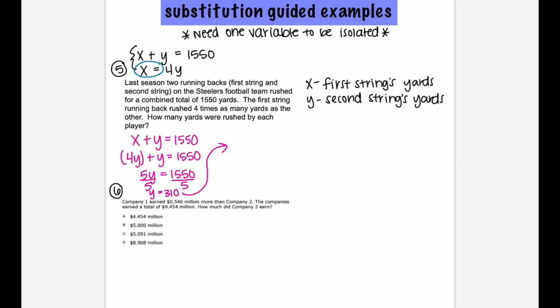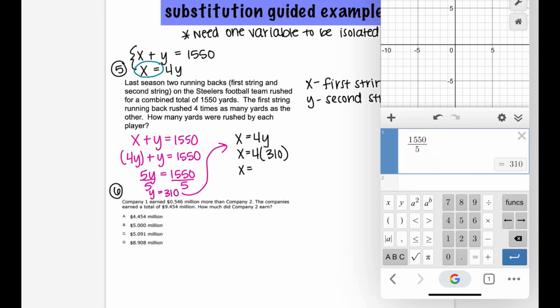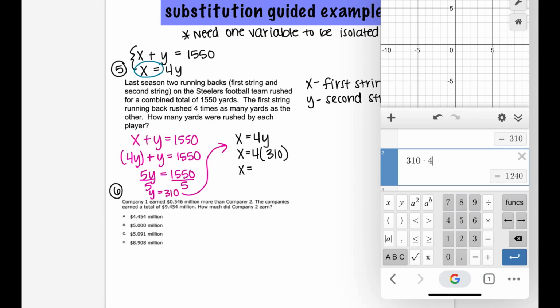All right, well now, if I know Y is 310, I want to know X. So I can take 310 and plug it in for Y in either one of the first two equations. I'm going to plug it into the second one because it says X equals, and now I want to know X. So if X is 4 times Y, and now I know that Y is equal to 310, then I can solve this. So let's see, that would be 1240, I believe. Let's see. Yep, 1240.